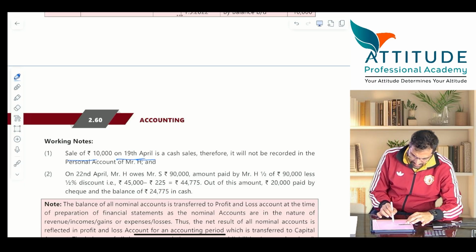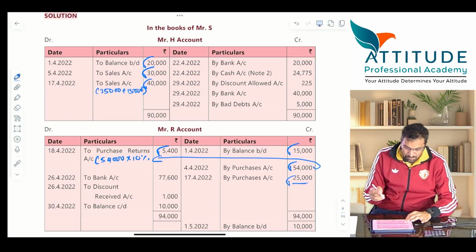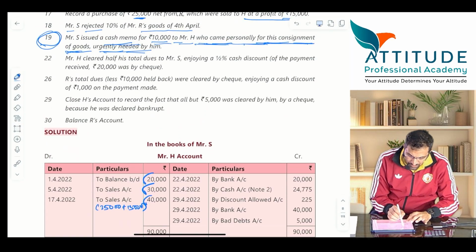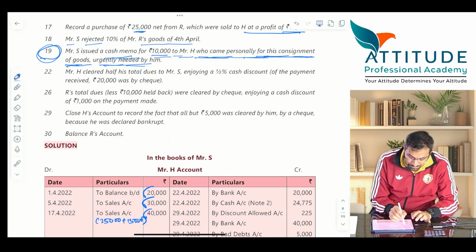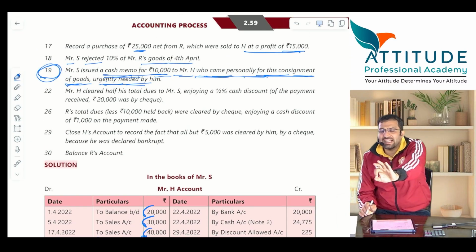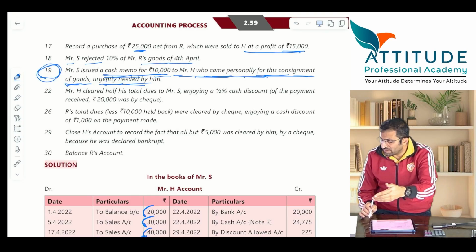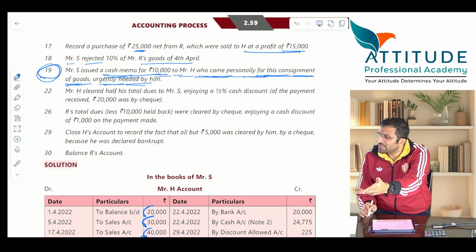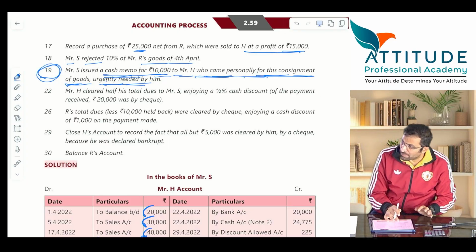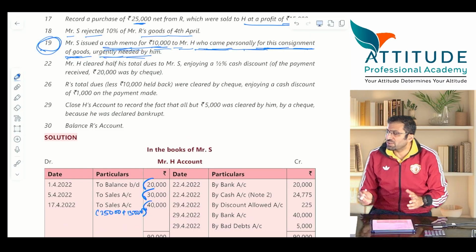Sale of 10,000 on 19th April is cash sales, therefore it will not be recorded in a personal account. Anyway, the personal account is not affected. But the way they have given it here, he is giving a cash memo. So just giving a cash memo does not create an entry. But if we assume that the cash memo is given only when the cash sales is made, then the entry will be there, but it will not affect the personal account. Why? Because it is cash sales.